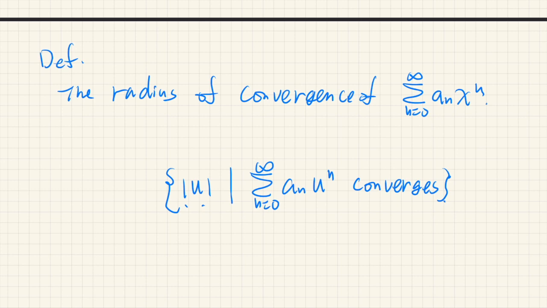So if this converges, then the absolute value of that u is a member of this set, and we take the supremum of this set. So that is the lowest upper bound of this set. Roughly speaking, that is the maximum value of such u. Okay, and that is the radius of convergence of this power series.